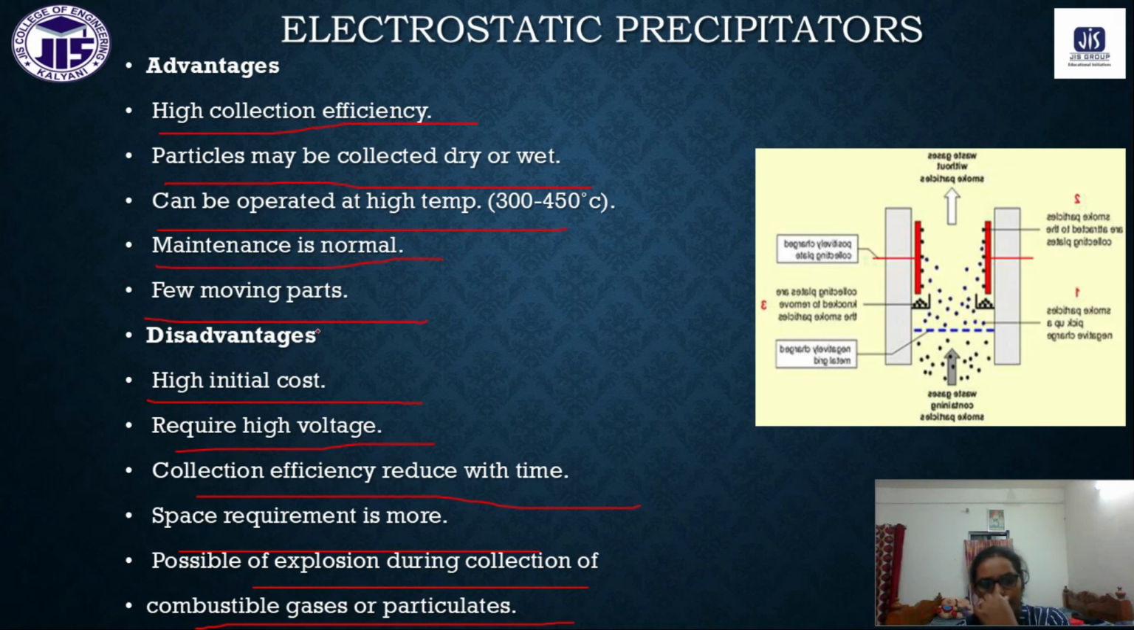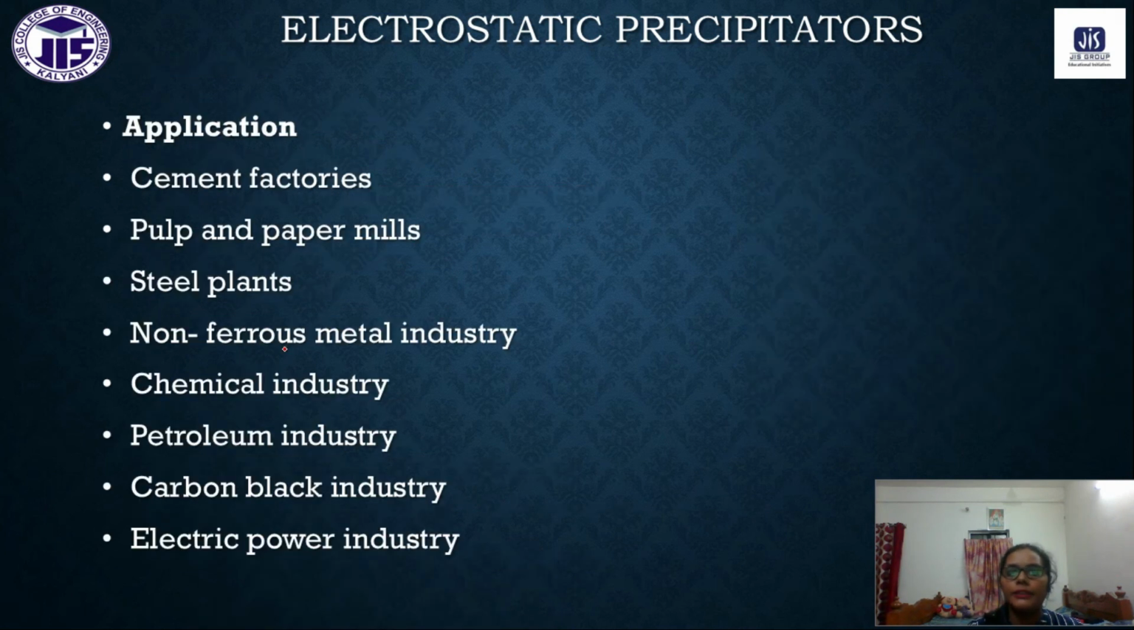So these are some of the disadvantages, but the main advantage of this equipment is that it can remove particles in between 0.1 micrometer to 1 micrometer, right? So very small particles can also be removed by this electrostatic precipitator. This is the special benefit of using the electrostatic precipitator.